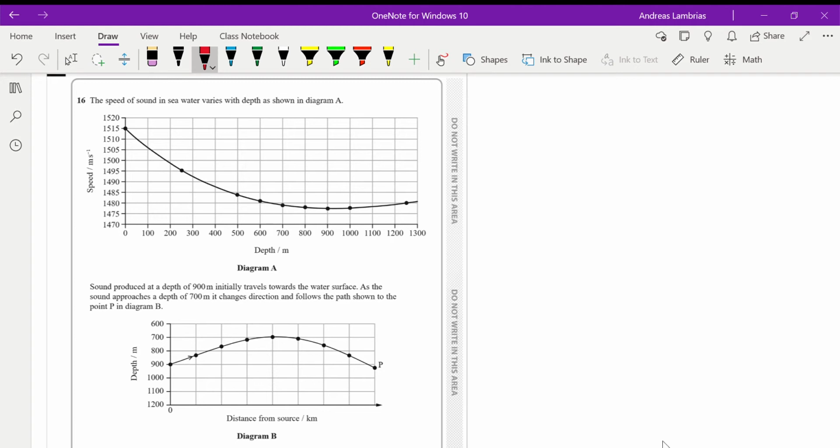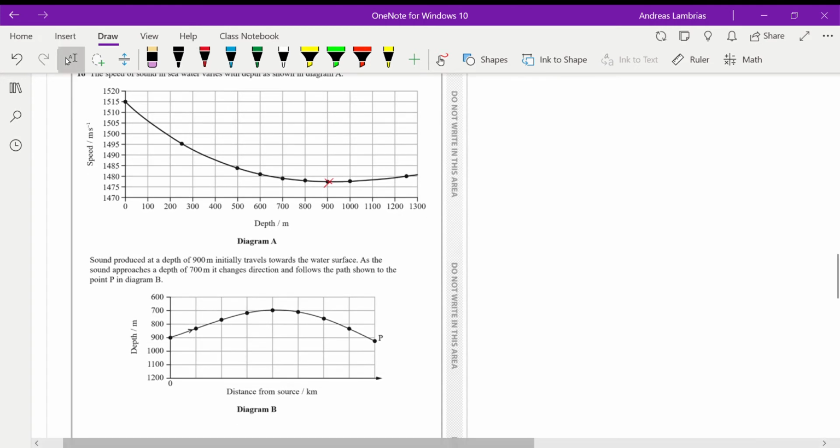So the information we get from the first graph is that 900 meters is where the sound is produced, and then it starts traveling towards the surface. So therefore, the depth we're going to get is less. So from 900, it will end up at 800 and 700 and so on, right? But then you can see from the second diagram that even though it's traveling to the surface, at 700 meters depth, it changes direction and it's going deeper again.